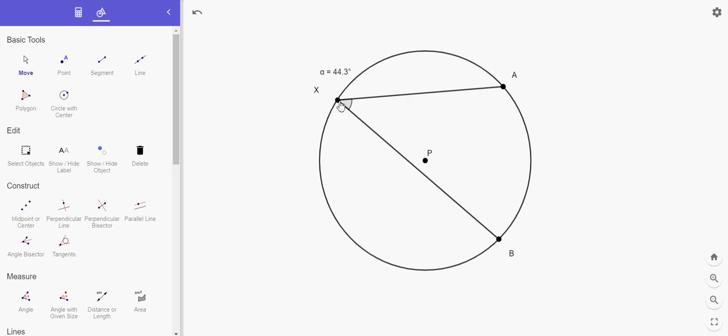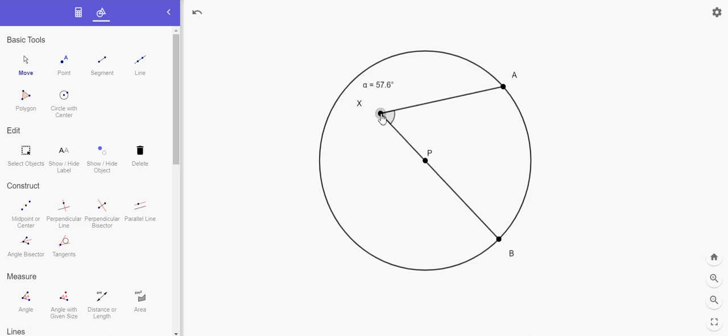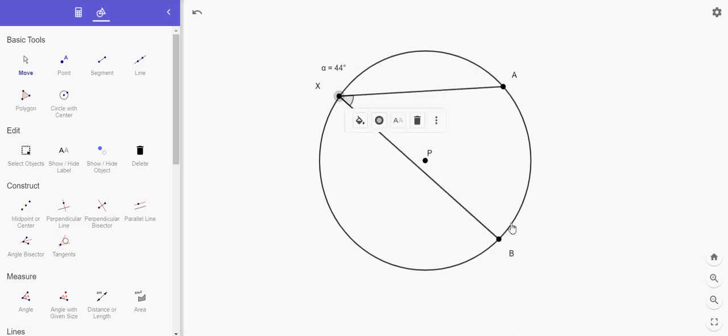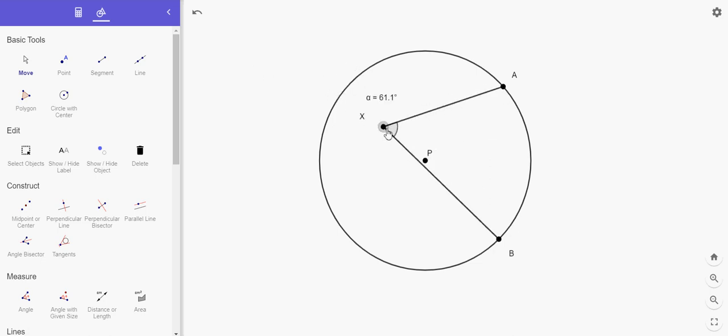Now I'm going to grab this point x and I'm going to move it into the circle. What do you think is going to happen to the measure of angle AXB? Well, as x moves in, the measure of that angle increases. One way to see that is to move it to the center. We know that the measure of a central angle is equal to the measure of the intercepted arc. The measure of an inscribed angle is half the measure. So the central angle, which we can get to by moving into the circle, is definitely bigger.